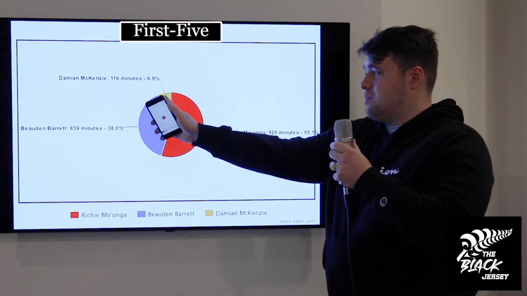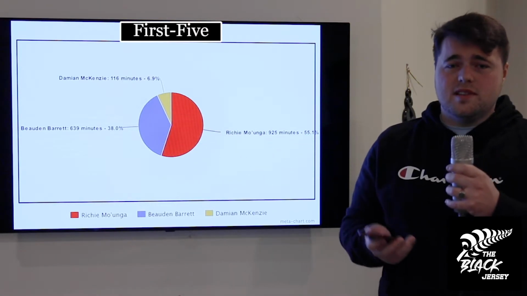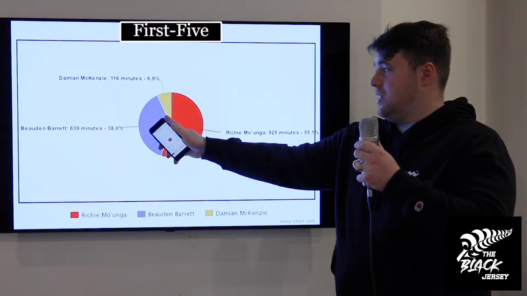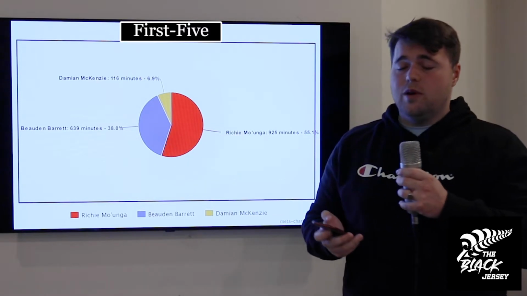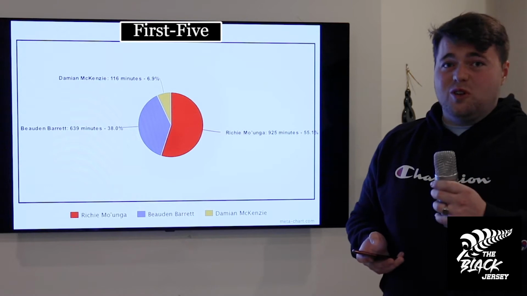Mo'unga had about this percent of the minutes in 2019, and we know how that worked. Yes, he was the best player, but he simply just didn't have enough experience because it was looking somewhat like this, and that's why England were able to really rattle him in the first half of that semi-final playoff.